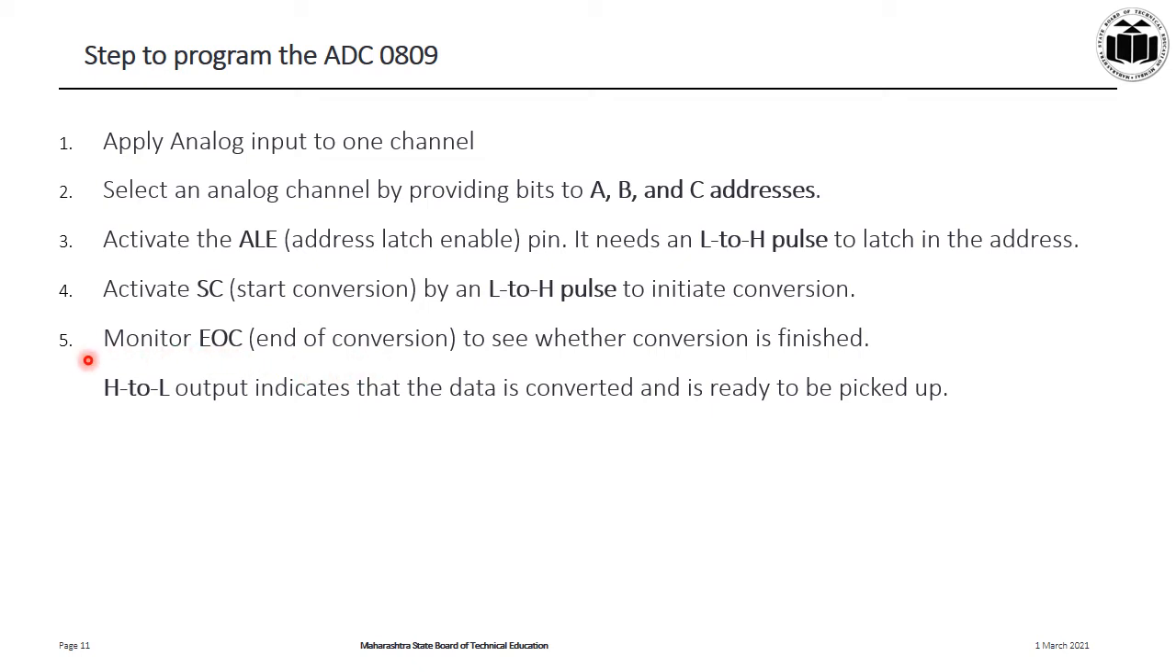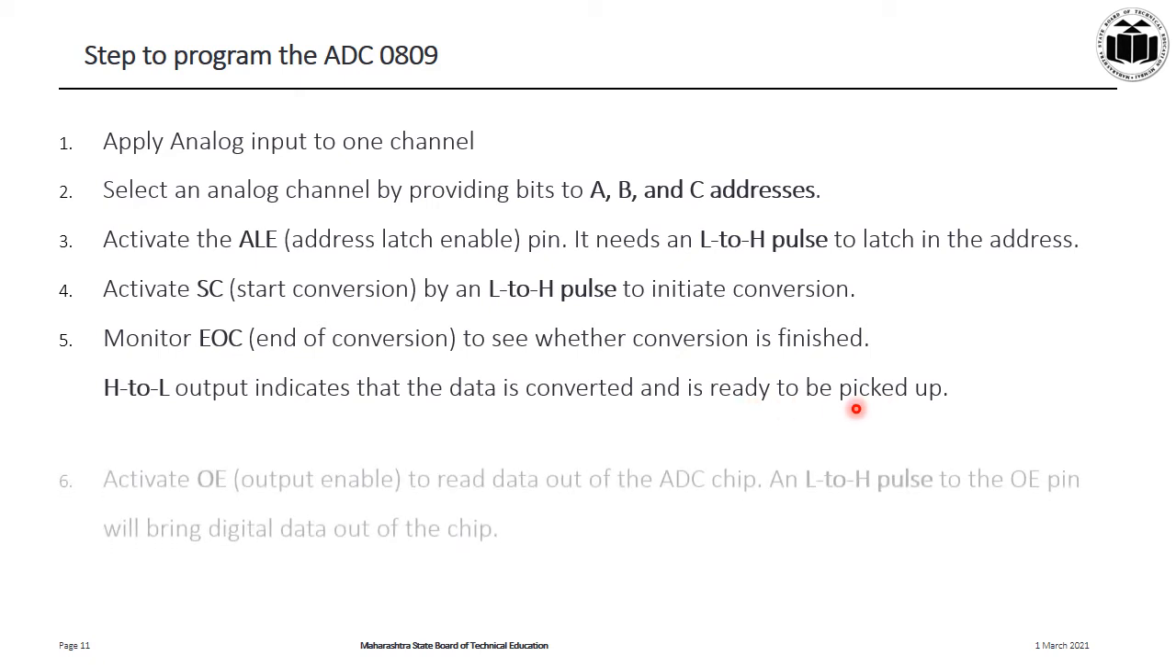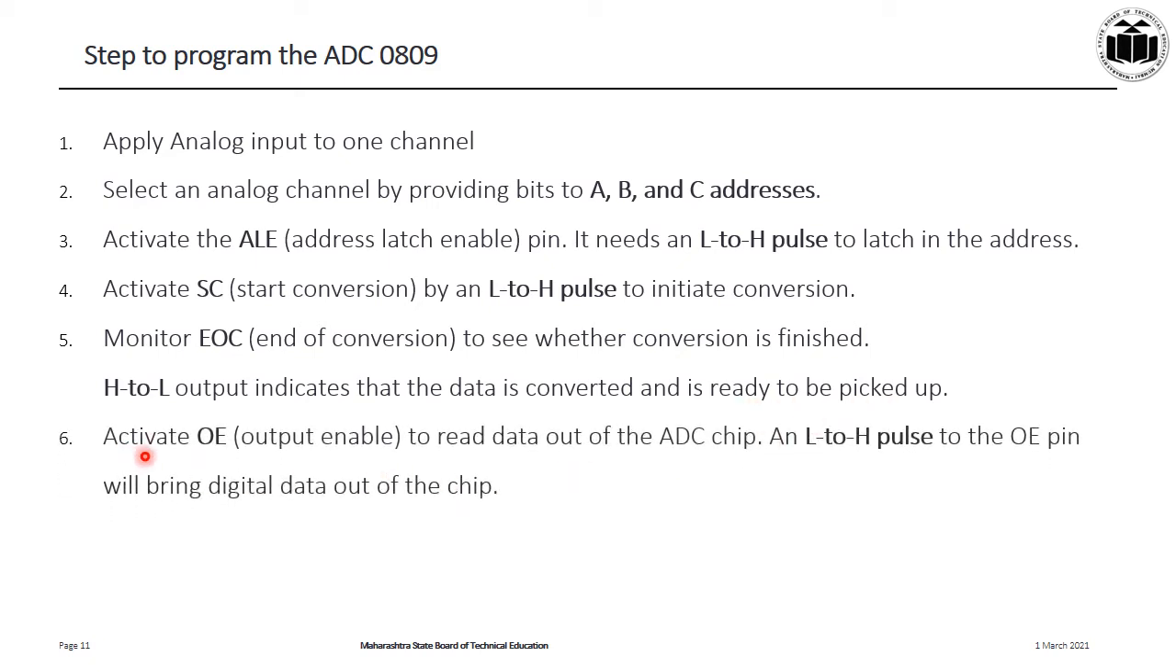Once conversion is finished, we get a high to low output. That indicates that data is ready to be picked up by the microcontroller. Then output enable is activated by a low to high pulse. That will bring the data out of the ADC chip. And repeat steps 2 to 7 for the next conversion.